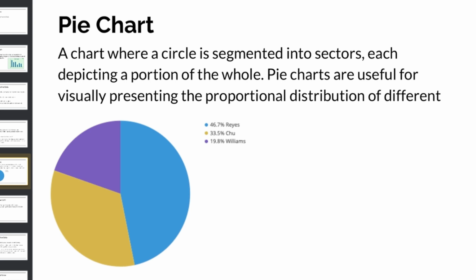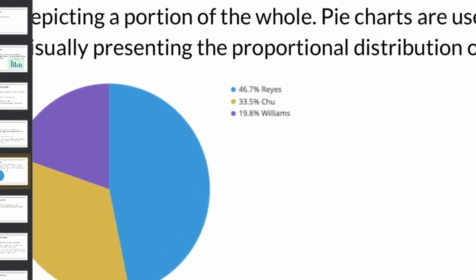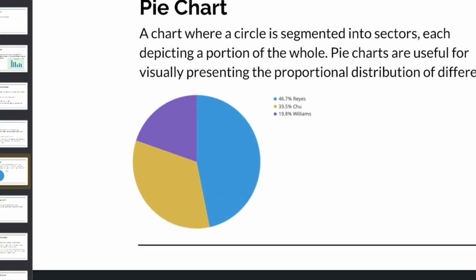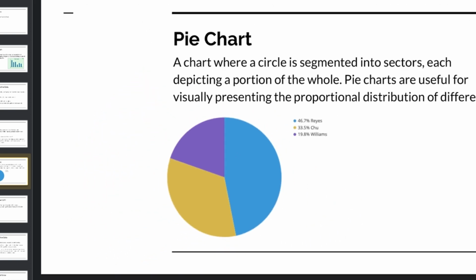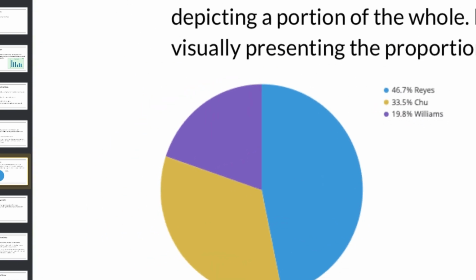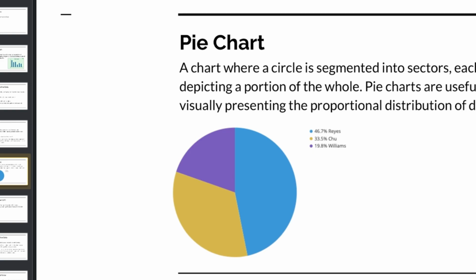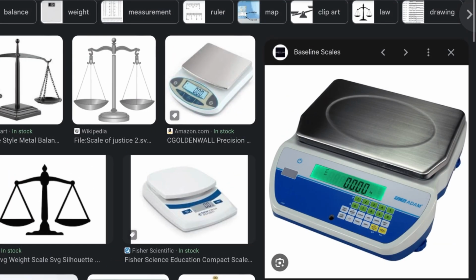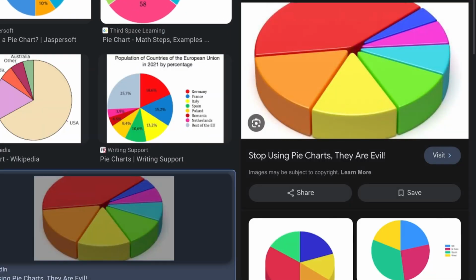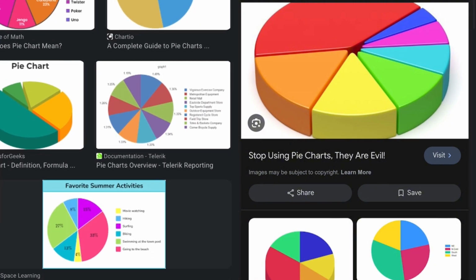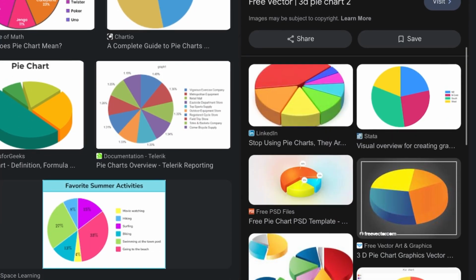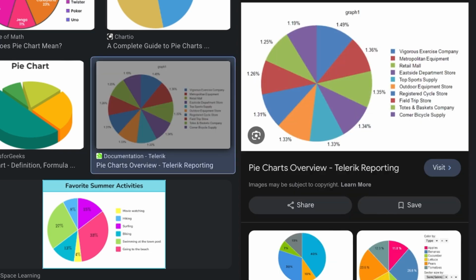Pie chart: a chart where a circle is segmented into sectors, each depicting a proportion of the whole. Pie charts are useful for visually representing a proportional distribution for different factors. Example: this is a random image of a pie chart from Google, but you get the gist. That's pretty much what pie charts can look like. Pie charts can also be in different variations, like that. So it could be 3D, somewhat 3D, or flat.